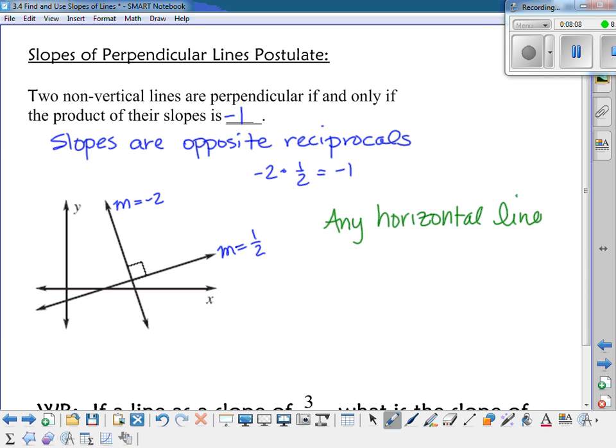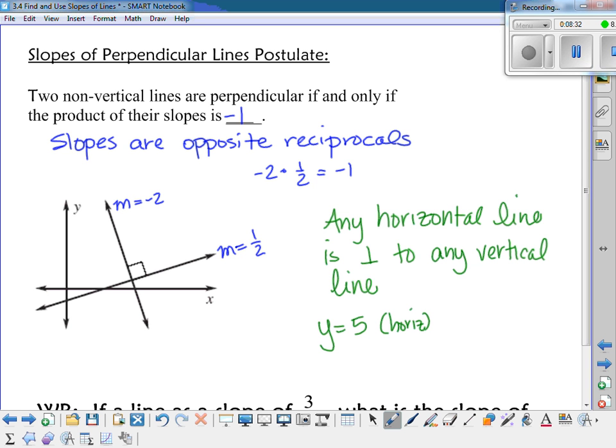Any horizontal line is perpendicular to any vertical line. And so how that would look if you had equations: y equal to a number is horizontal, so for instance, y equals 5. And then a vertical line is x equals a number. So suppose you have x equals -2, that would be your vertical line. Because one's horizontal and one's vertical, you know they're perpendicular to each other.